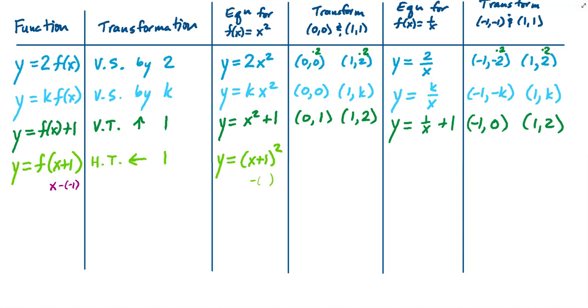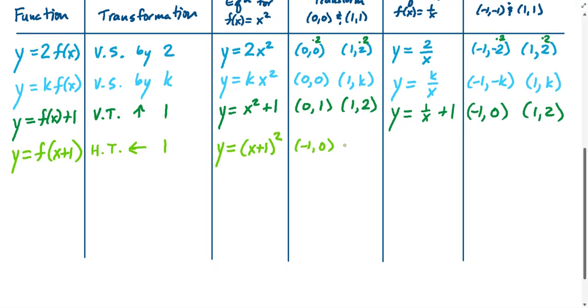So now the question is, how are the points 0, 0, and 1, 1 transformed? Well, in each case, we have a horizontal translation 1 unit to the left, so the 0 for the x would become a negative 1. The 1 for the x would become a 0. So this is how we would have our transformation.